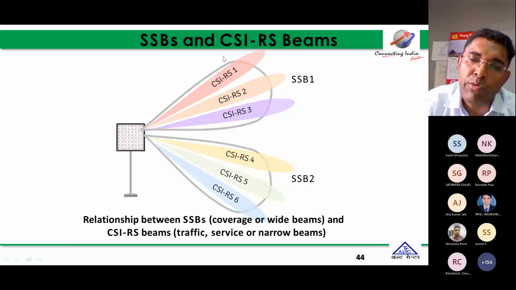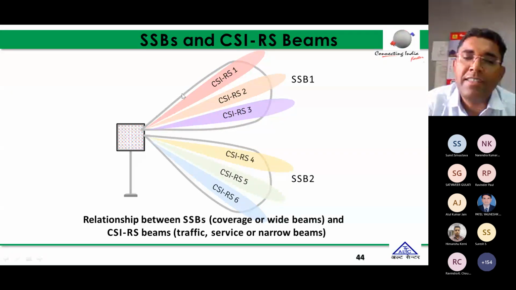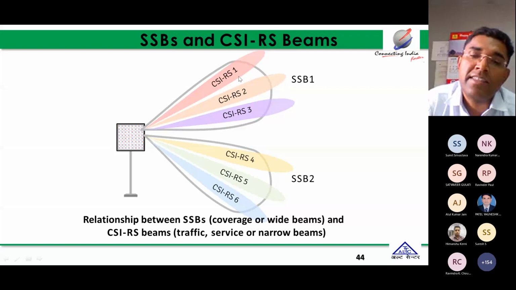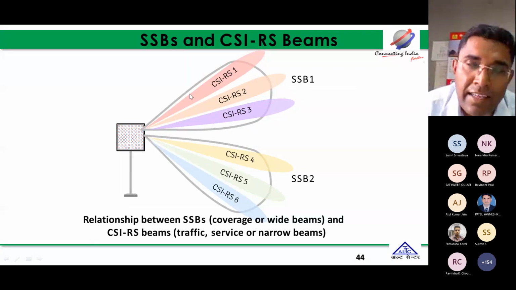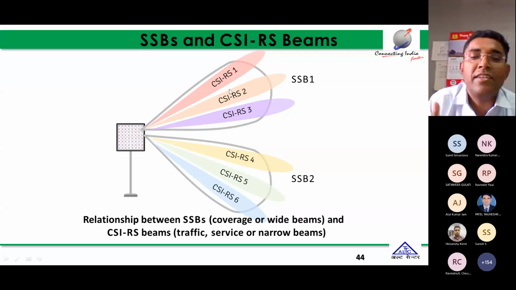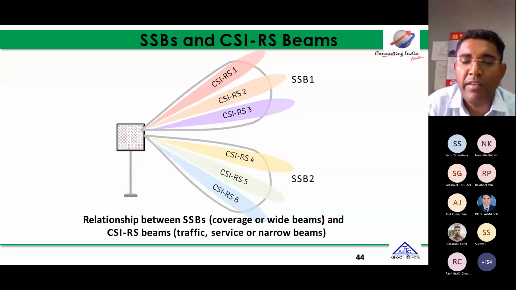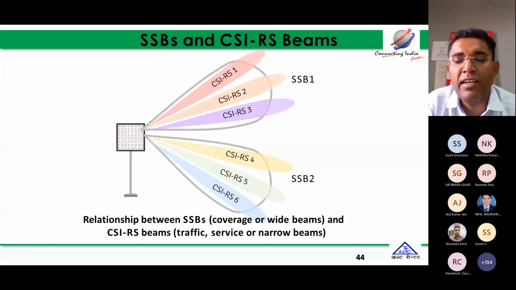This one is the control channel. SSB1 is the control channel, that is the predefined weight, and the CSI-RS beams are the beams where the beamforming weight is defined by which weight, SRS-based weight or CSI-RS weight. Yes, sir. The CSI-RS beam is also traffic, and it is a narrower beam, and SSB beams are the coverage and wide beams.